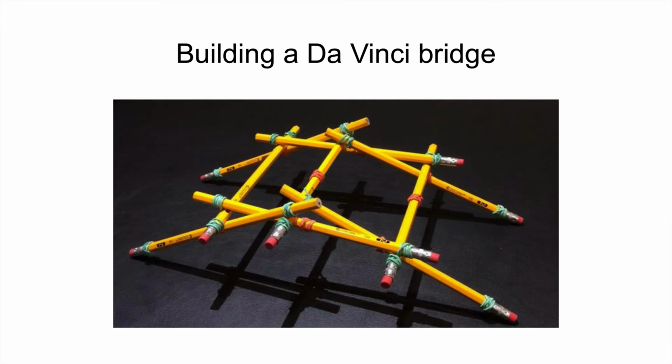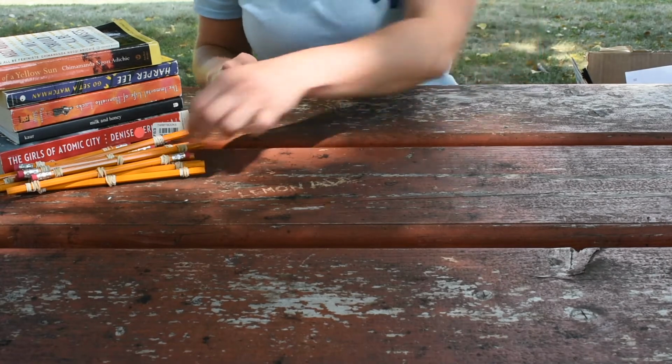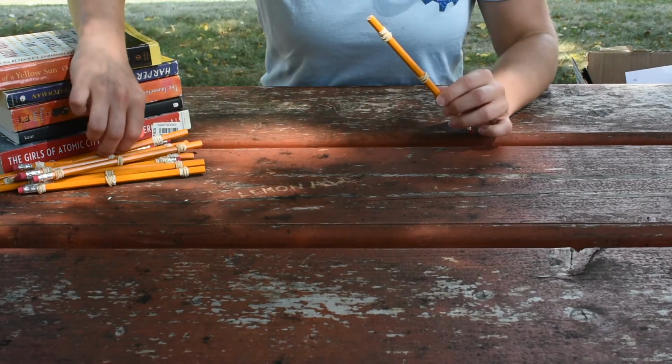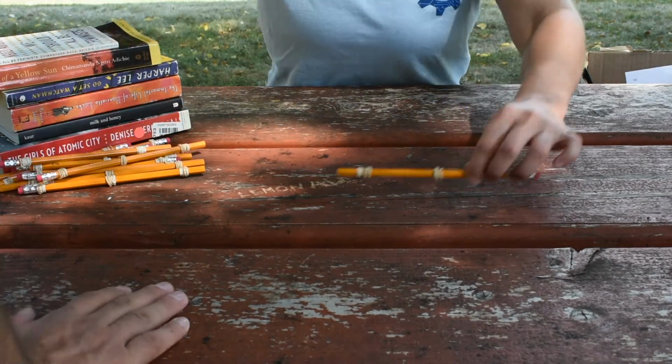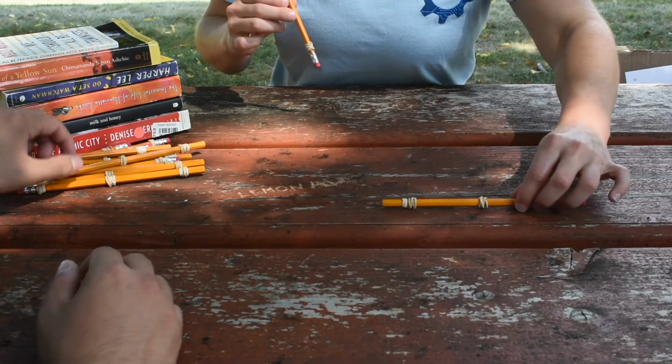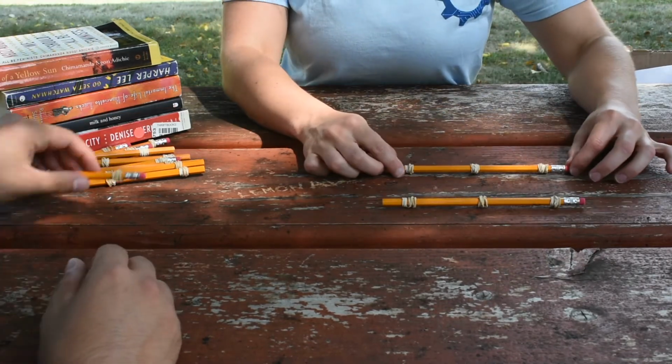And now today we will be building our own Da Vinci Bridge. For this next experiment, we are going to be building a Da Vinci Bridge. You're going to need 12 pencils and 32 rubber bands. To start, you're going to take 2 pencils that have 3 rubber bands and place them parallel to each other.